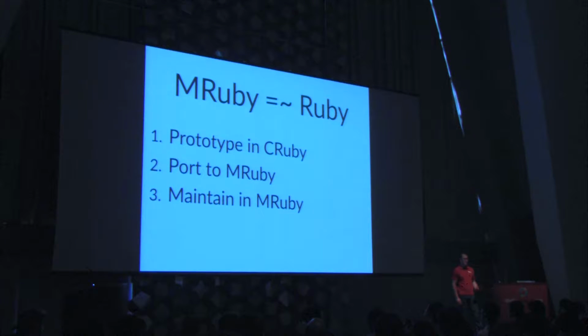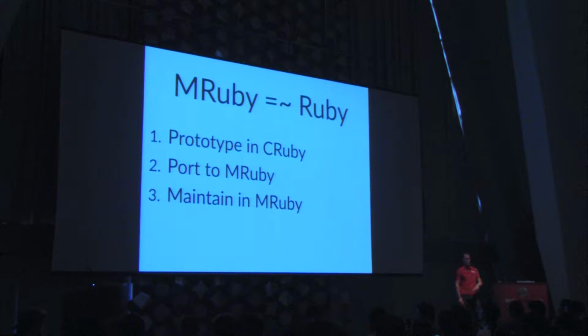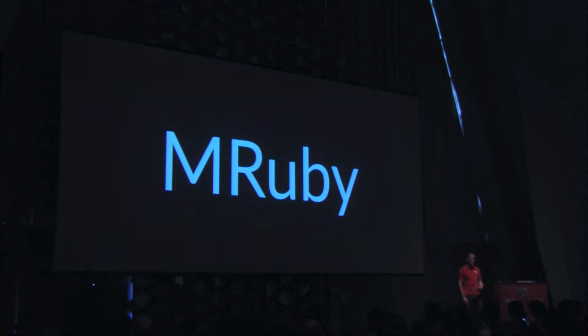MRuby is very similar to CRuby. So we can start with a prototype in CRuby, take that code and port it over to MRuby, and then continue to maintain it in MRuby. And then it'll be less work for the users. So what is it about MRuby that makes it more suitable?